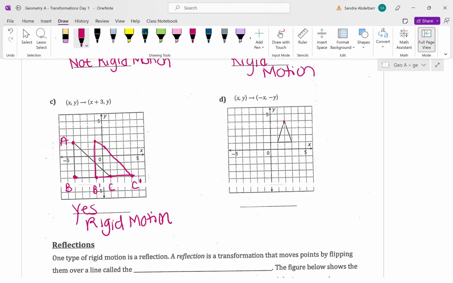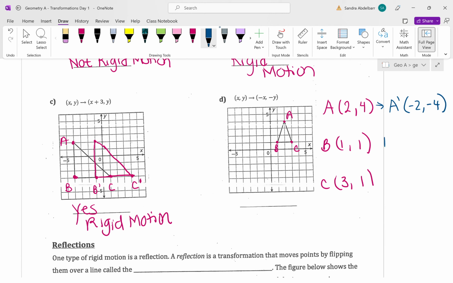So what I'm going to do is write out my coordinates. Here's A, here's B, here's C. My A coordinate is the point 1, 2, 3, 4. So A is (2, 4). My B is (1, 1). And my C is 1, 2, 3, so (3, 1). Our rule is telling us negate them both. So my A prime is (-2, -4). My B prime is going to be (-1, -1). And my C prime is going to be (-3, -1).